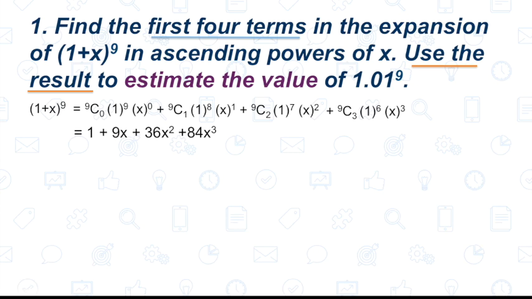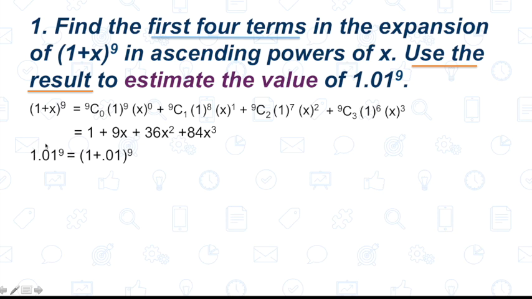All right, so how can we now use the first four terms to get the estimated value? As you can see, what we want is 1.01^9, and we use (1 + x)^9. So 1 + x is 1.01, so it follows that 1.01 can be written as 1 + 0.01. So it follows that x is equal to 0.01.